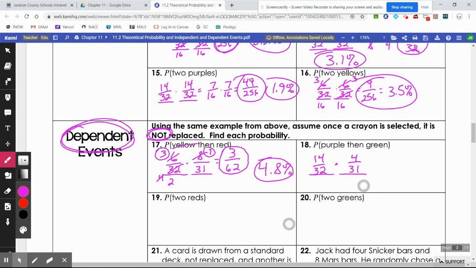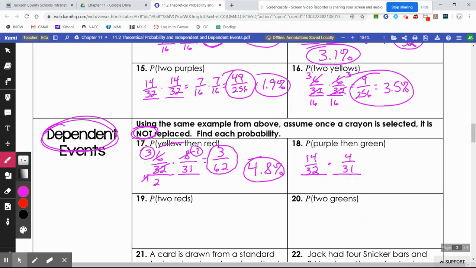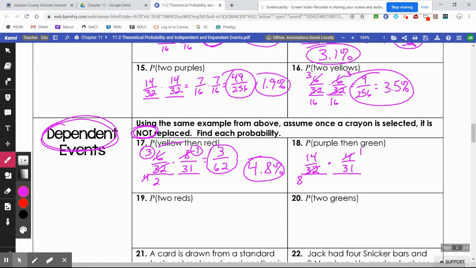Let me zoom in just a little. Cross canceling, the 32 and the 4 reduces to a 1 and an 8. The 14 and 31 don't reduce or cross cancel, but the 14 and the 8 will, and that leaves you with a 7 and a 4. So on top, I'm left with a 7 times a 1, which is a 7. On bottom, I'm left with a 4 times a 31, which is a 124. So there's a 7 in 124 chance of this happening, which is about a 5.6% chance of this event occurring.